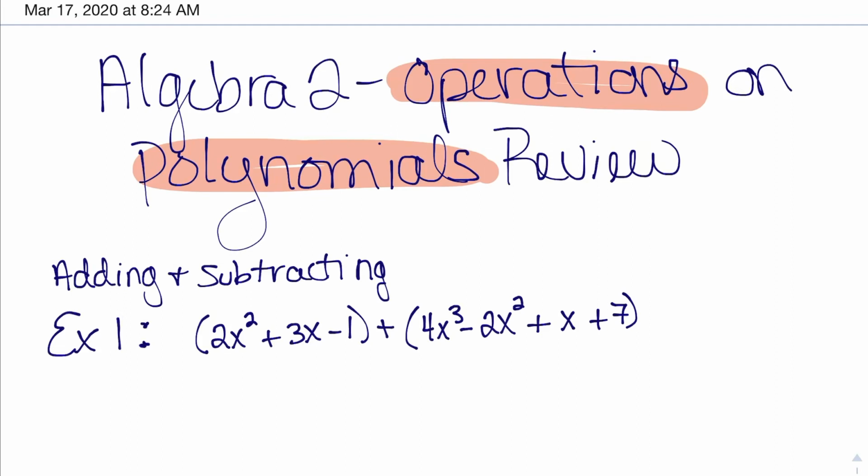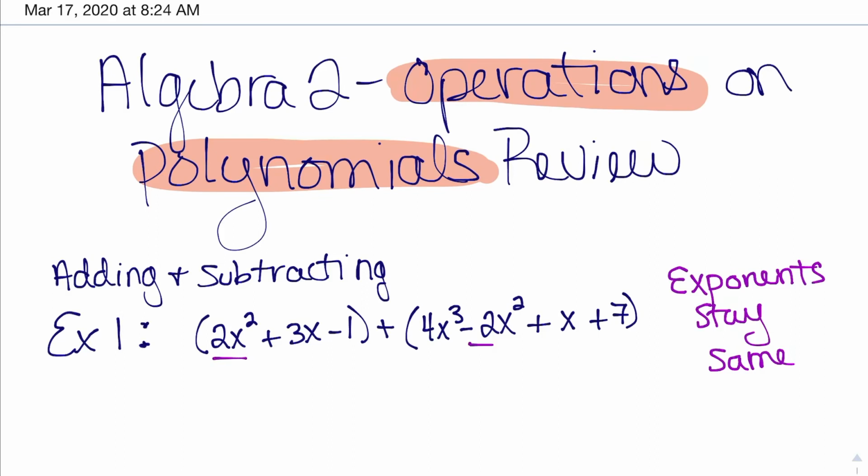So my first example, I have 2x squared plus 3x minus 1 plus 4x cubed minus 2x squared plus x plus 7. The first thing that we want to do is look for like terms. And when we're adding, remember that our exponents stay the same. So I'm going to start here with 2x squared.